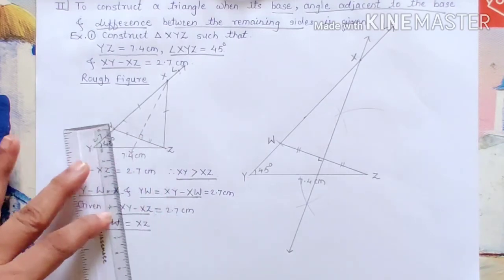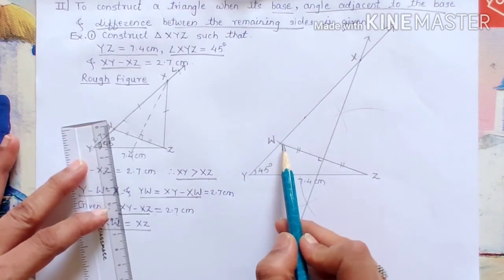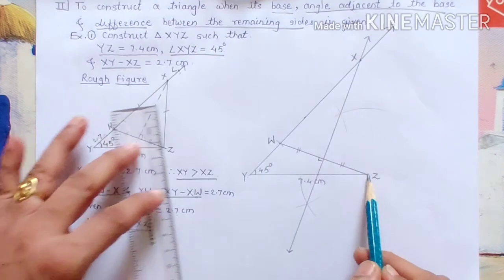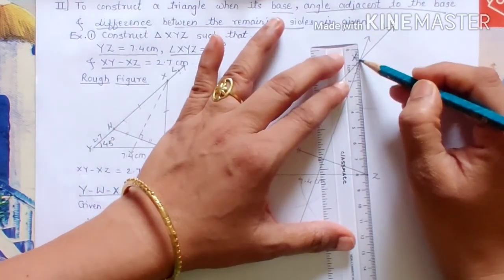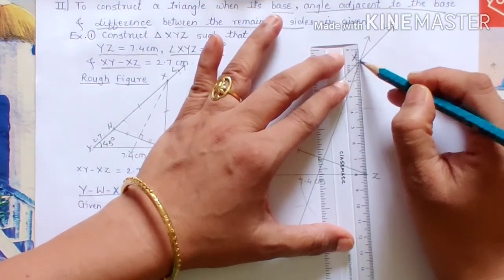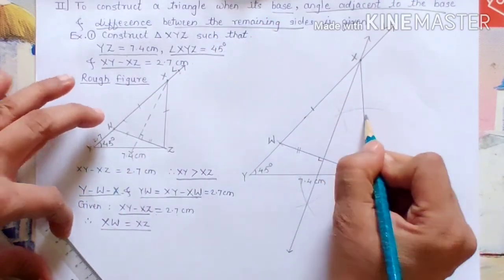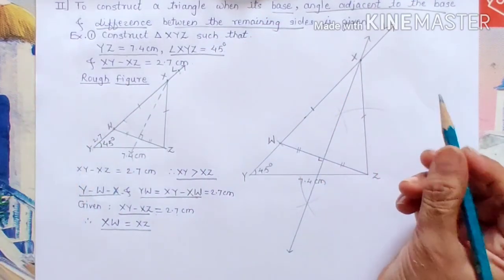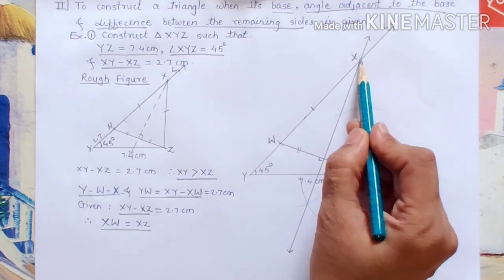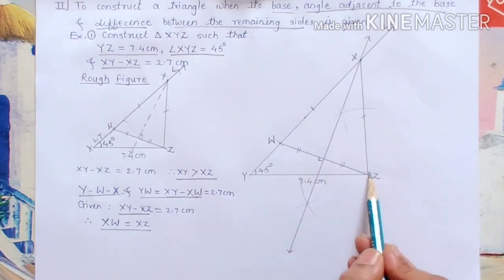So this point X is equidistant from the points W and Z. So join X and Z. These 2 segments are congruent. So this is the required triangle XYZ.